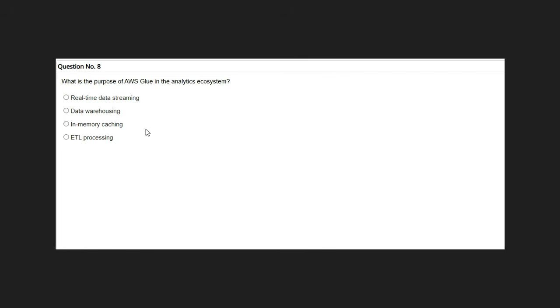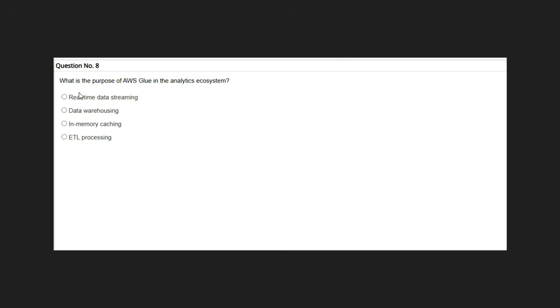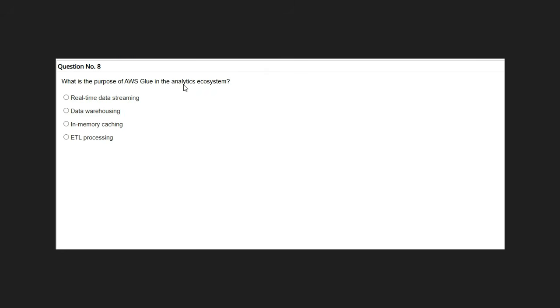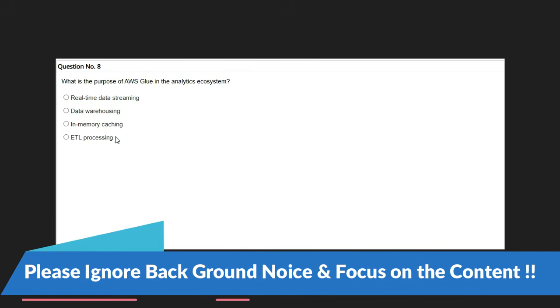So question number 8, most important one. What is the purpose of AWS Glue in the analytics ecosystem? So option A, real-time data streaming. Option B, data warehousing. Option C, in-memory caching. Option D, ETL processing. So option D, ETL processing is the right one.